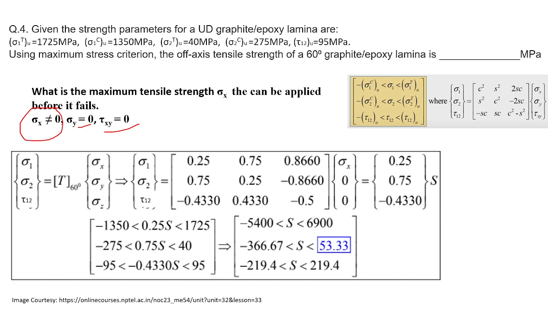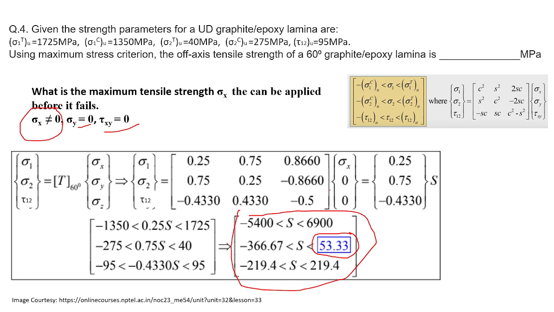Then sigma 1, sigma 2 and tau 12, we will get these values in terms of sigma x. Now we put these values in this maximum stress criteria in place of sigma 1, sigma 2 and tau 12. So this is the final range it should be. To find s, we will send 0.25 to both sides and divide, and this is the final thing you are getting. So here you can see the lowest value is 53.33. So we will consider this as the value that sigma x should be, that is the maximum stress in x direction so that there will not be any failure.